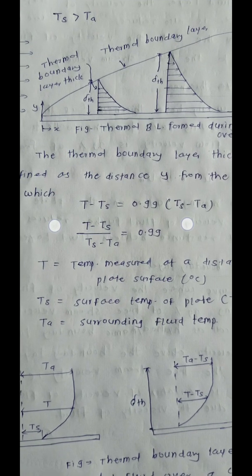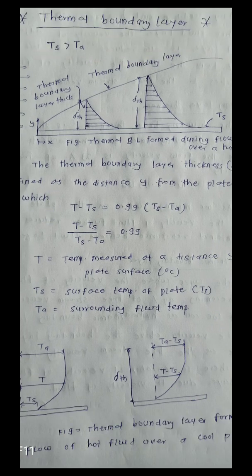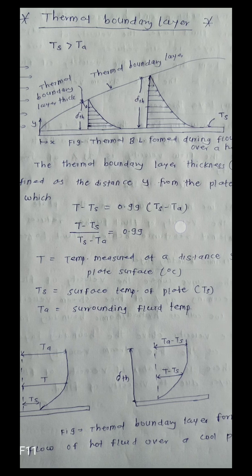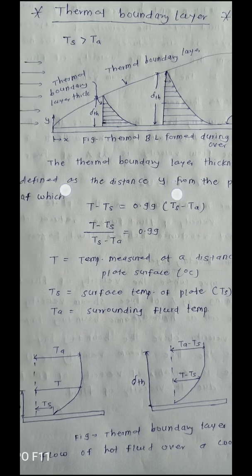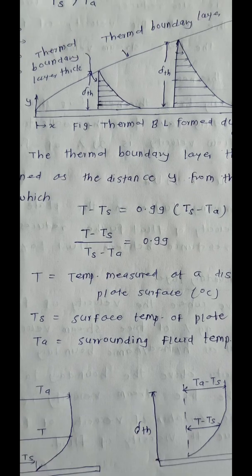What way does the temperature change take place? We consider one plate, and on that plate we pass the fluid, and the temperature of that fluid is less as compared to this plate. That means Ts is greater than Ta. The temperature of this flat plate is higher as compared to the fluid temperature.